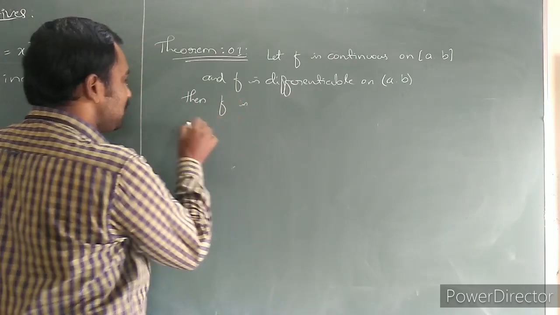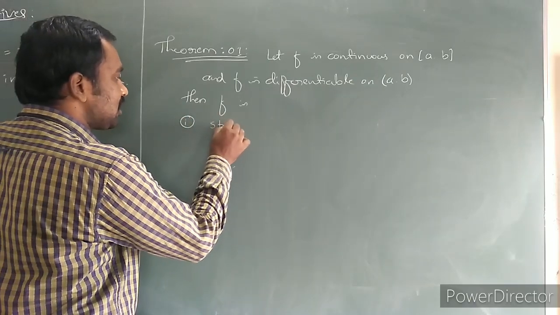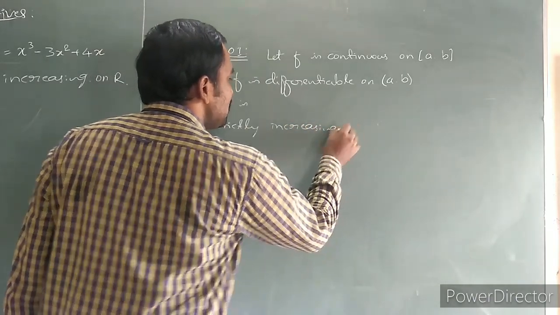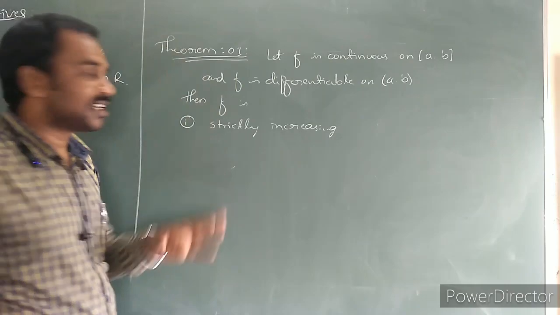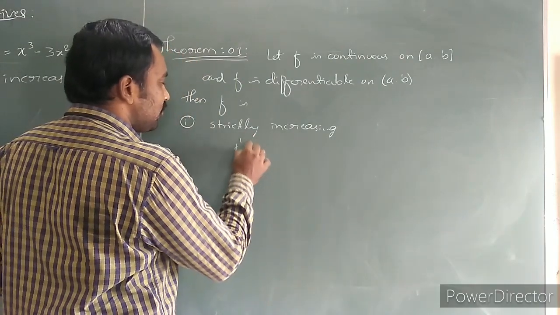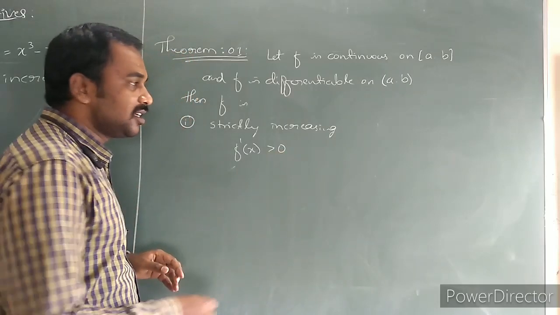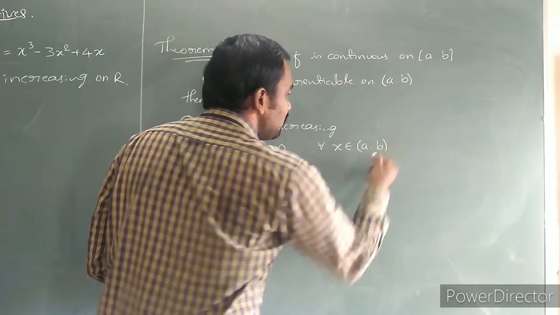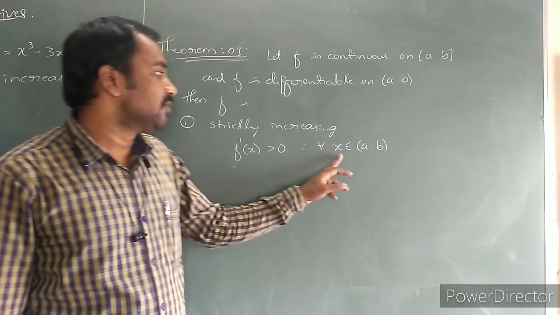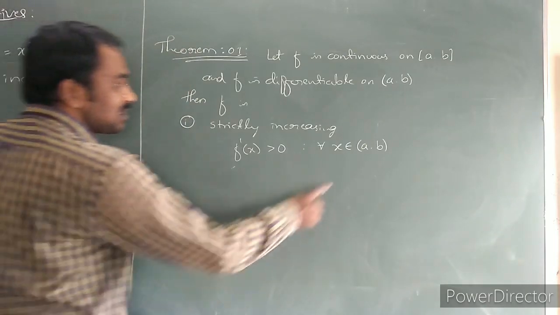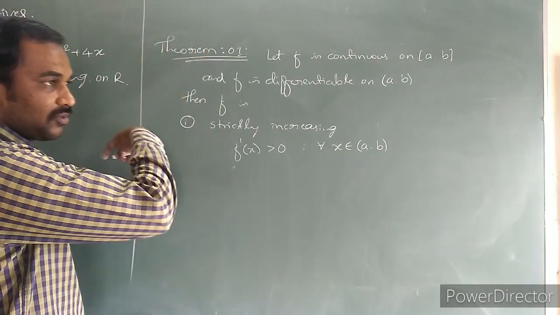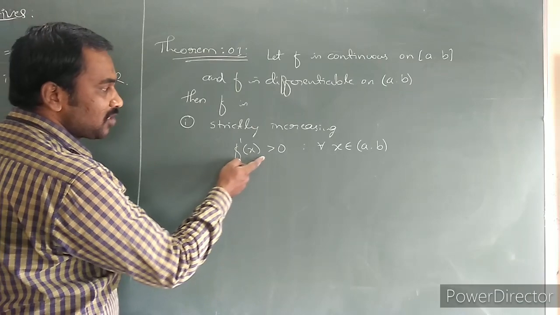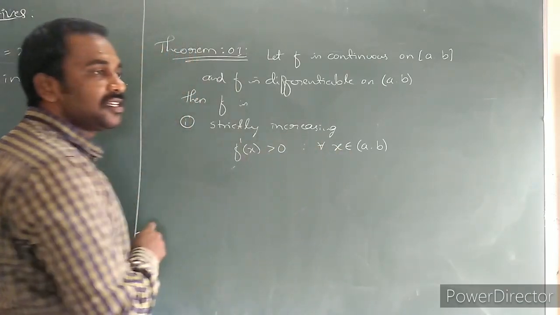First of all, f is said to be strictly increasing when f dash of x is greater than 0 for all x belonging to the given interval (a, b), or else we can say the given interval I. Previously interval I was taken, here we are taking the interval (a, b). So if f dash of x is greater than 0, then the function is strictly increasing.